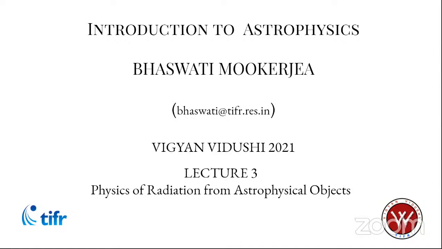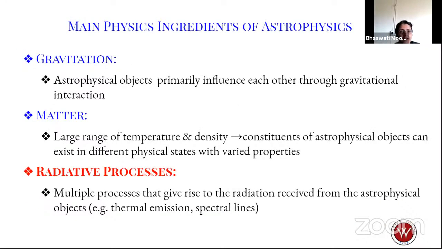Okay. Good morning and welcome to the third lecture on astrophysics. So we will be doing the physics of radiation from astrophysical objects. I have told you in the last two lectures that the three main ingredients in physics which are useful for astrophysics consist of the main interaction, gravitation, the matter of which the astrophysical objects are made, and finally the radiative processes.